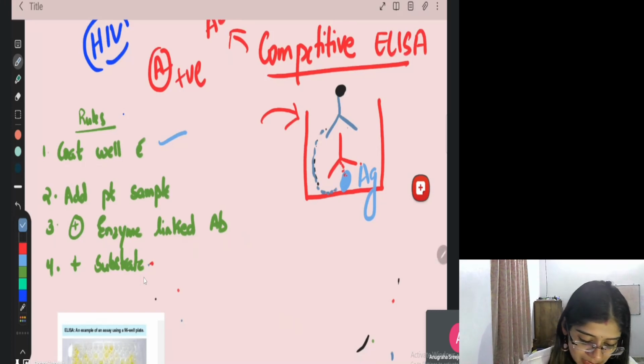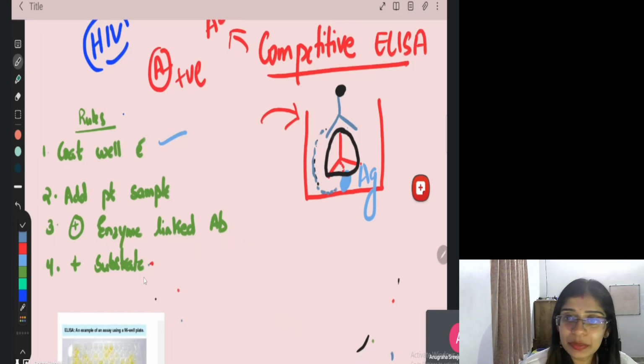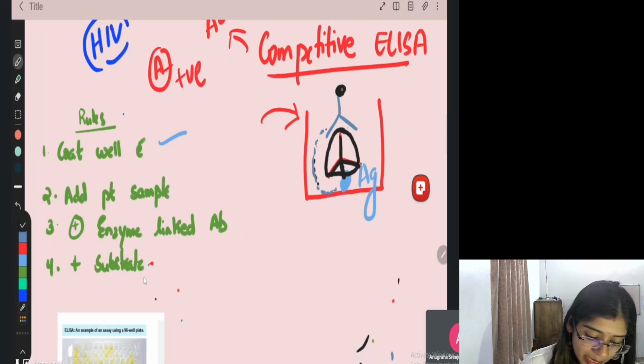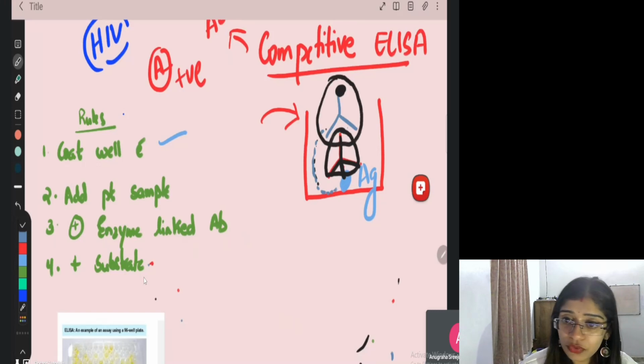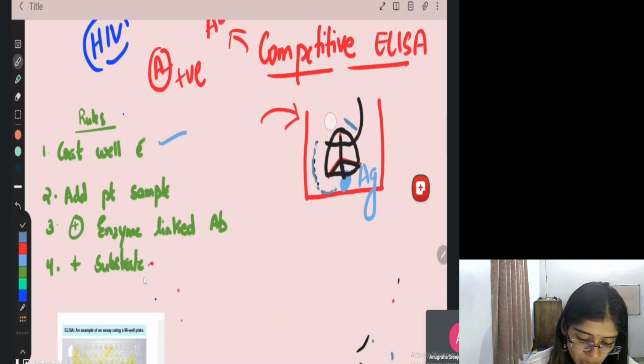The patient's antibody is so strong, and it will tell the enzyme linked antibody that I am not giving the antigen to anybody, I want the antigen all to myself. So this bond here is so strong that this patient's HIV antibody will not allow our enzyme linked antibody to form the bond with the antigen. So it will remain free in the well. Now when we wash the well, after the third step also we are washing, this enzyme linked antibody, since it is free, will get washed away.